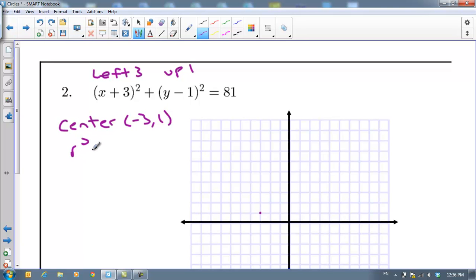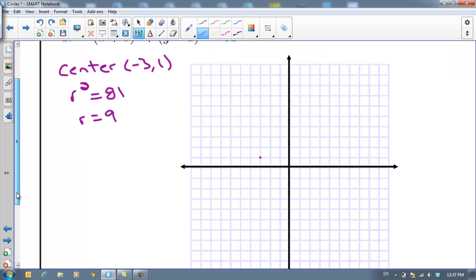Now since r squared is equal to 81, we're going to take the square root of that and we're going to get our radius to be 9. So what we're going to do to graph this is go up 9: 1, 2, 3, 4, 5, 6, 7, 8, 9. We will go right 9: 1, 2, 3, 4, 5, 6, 7, 8, 9.